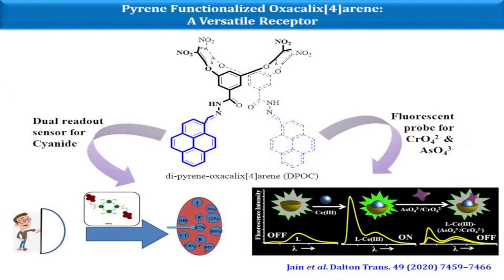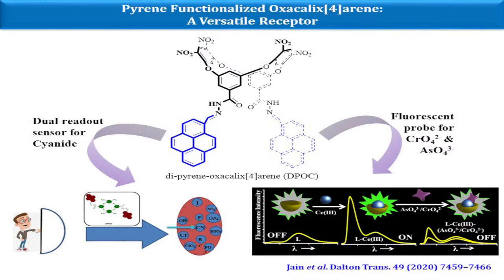And likewise, this is a pyrene-functionalized oxacalixarene. It is a versatile receptor, a dual readout for cyanide, with colorimetric detection and fluorometric detection. What is happening here? After so many analytes, iodide, acetate, and so many anions, only cyanide is being sensed by this dipyrenated oxacalix. This dipyrenated oxacalixarene is non-fluorescent in nature, but when we add cerium, it forms a complex and becomes fluorescent. When we add chromate and arsenate, its fluorescence intensity gets quenched. So therefore, we can detect chromate, arsenate, as well as cyanide with this.